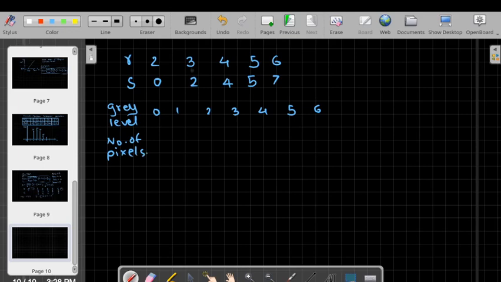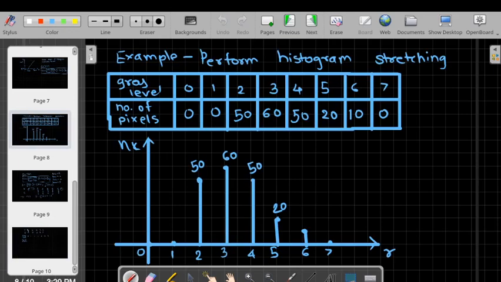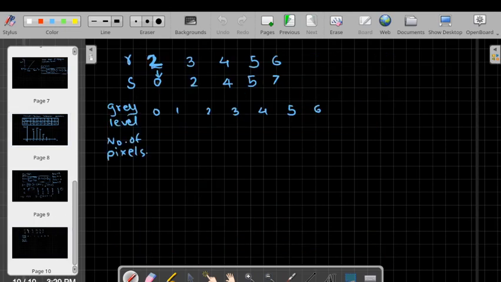So what we have to do initially from the table: for gray level 2, how many pixels are there, that number of pixels we have to assign to gray level 0 in our new table. If we refer to this, at gray level 2 we are having 50 pixels, so that 50 pixels we have to assign to gray level 0. So for gray level 0 we are going to assign 50 pixels.